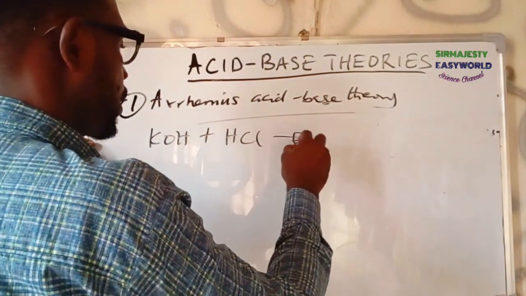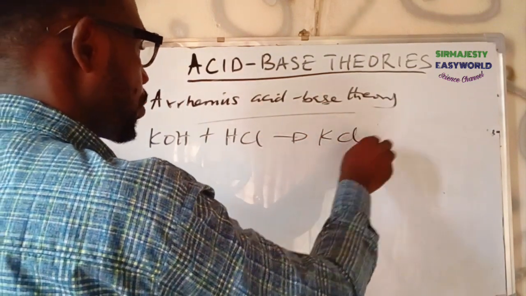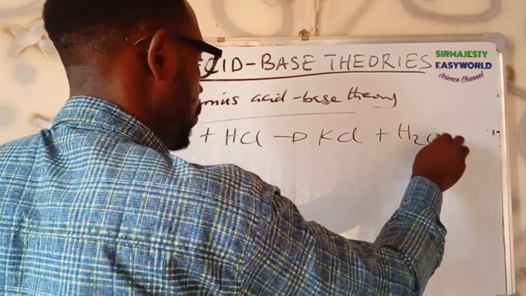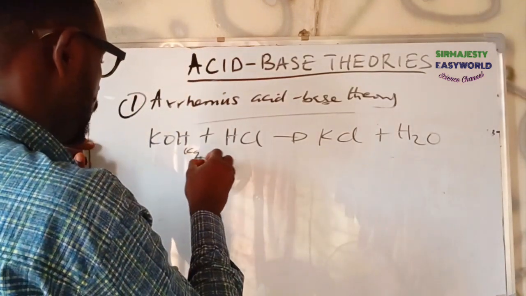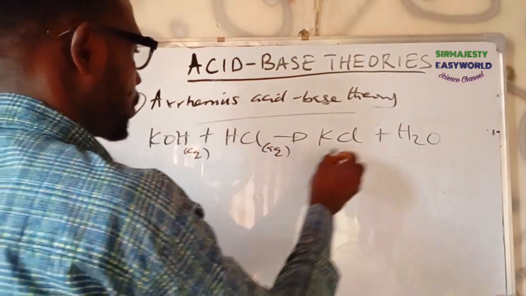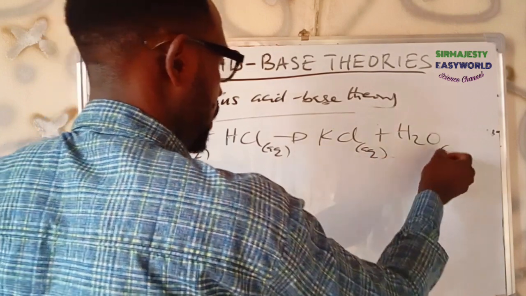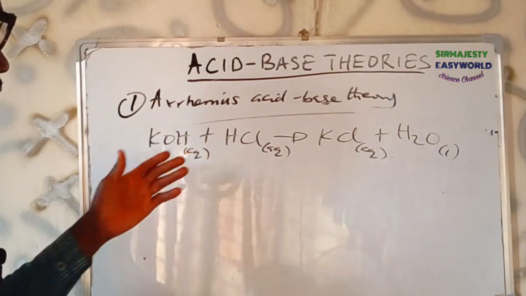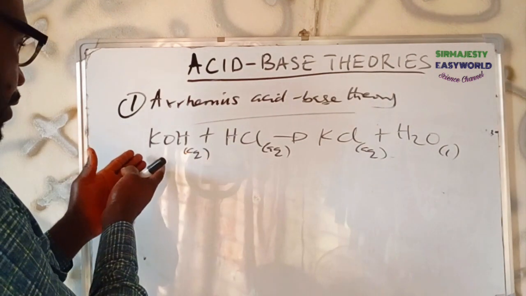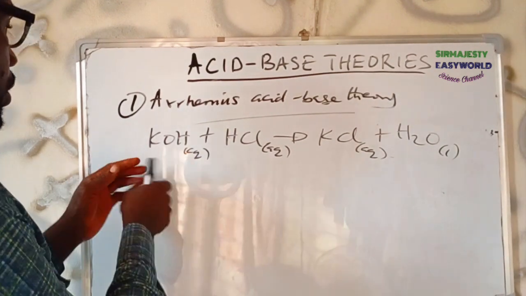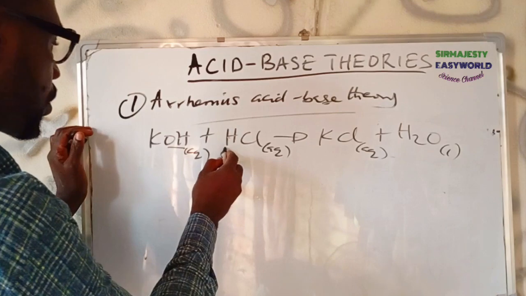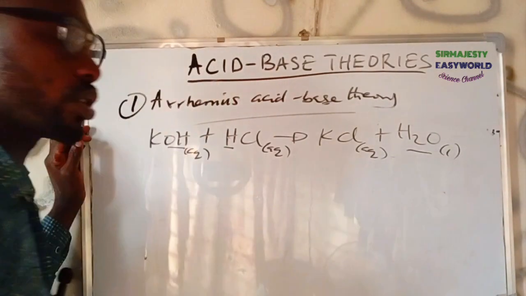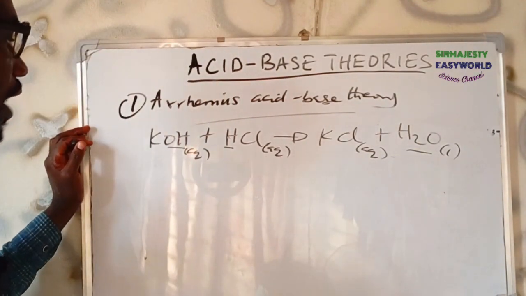HCl. What will it give us? It will give us potassium chloride, which is a salt, and then water. Therefore, remember, this is going to be aqueous, this aqueous, and this is now liquid. The equation is balanced. According to Arrhenius, this is a base, this is an acid, because this is the source of OH, this is the source of H, and they end up giving us what? Water.